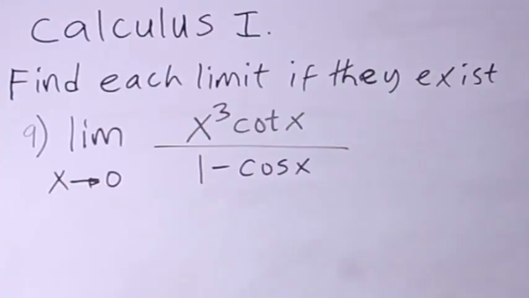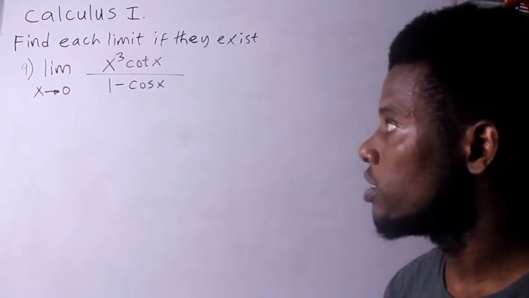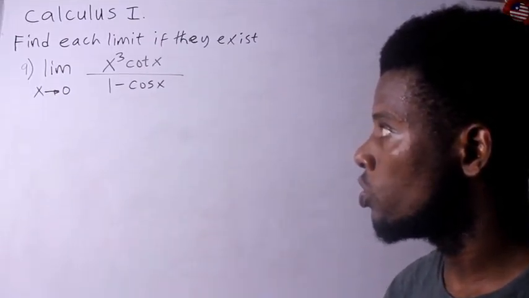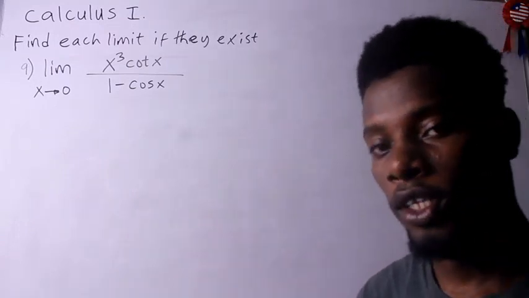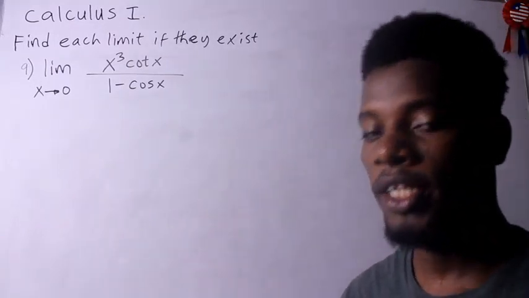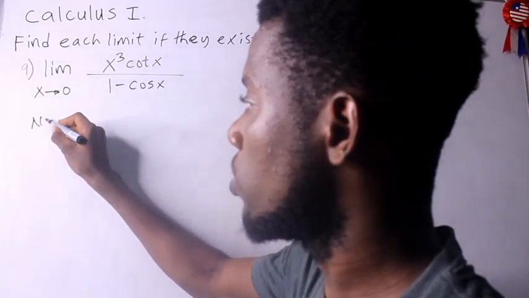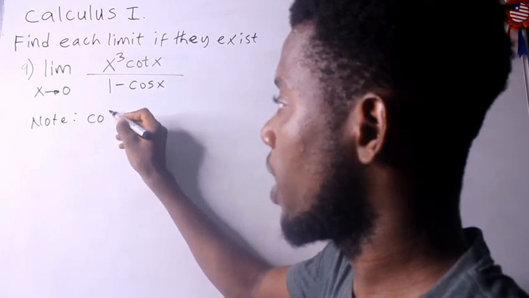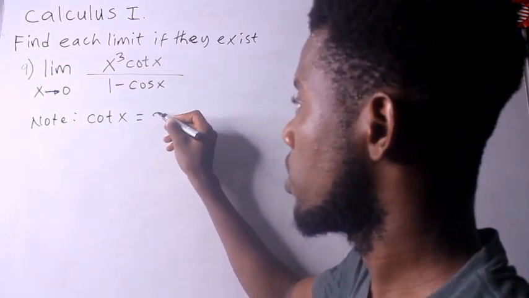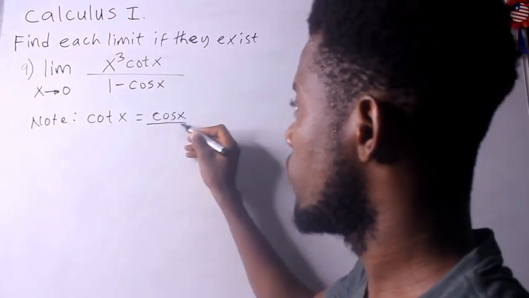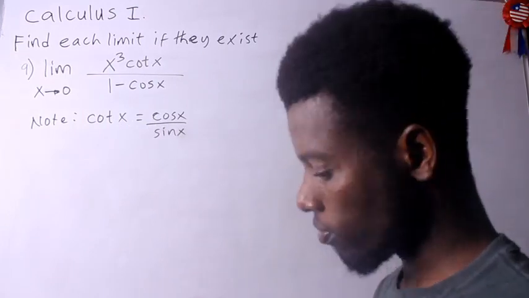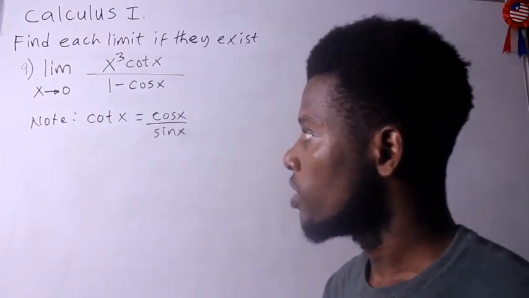We have: evaluate the limit of x cubed cotangent of x all divided by 1 minus cos of x as x approaches 0. To evaluate this limit, the first thing we want to do is convert cotangent to its identity using sine and cosine. Note that cotangent of x is cos of x all divided by sine of x. So we'll go right ahead and write that.